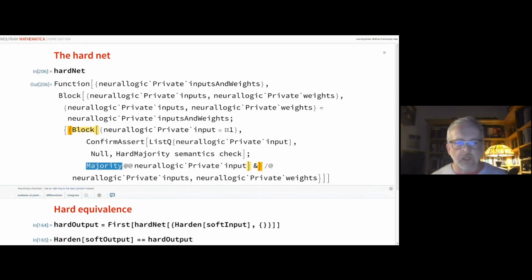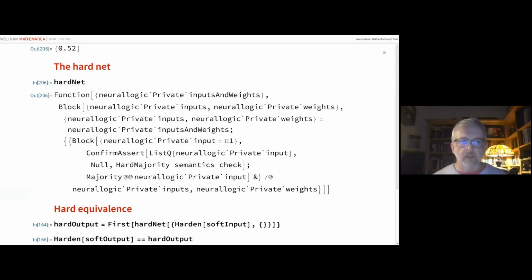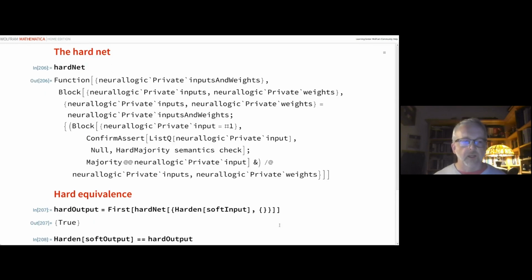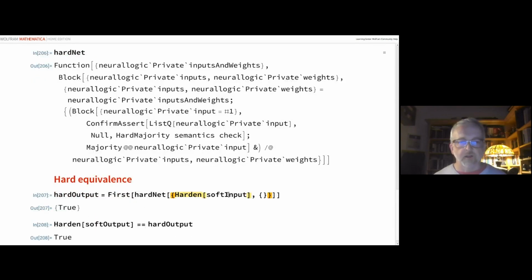Okay, and we can quickly check whether this Boolean function behaves the same as the softnet layer. So we're giving it the same inputs, we harden them, and then yep, it's true. 0.52 was true, it's all the same, it's true. So we've got the hard equivalence.